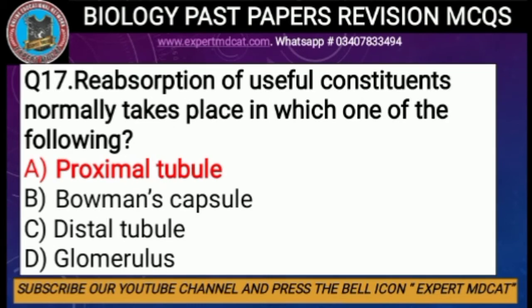Question number 17 is, reabsorption of useful constituents normally takes place in which one of the following? Options are: A, proximal tubule; B, Bowman's capsule; C, distal tubule; and D, glomerulus. Here the correct option is A, proximal tubule, and it was already explained before in questions number 5 and 6. That means it's the most important one.